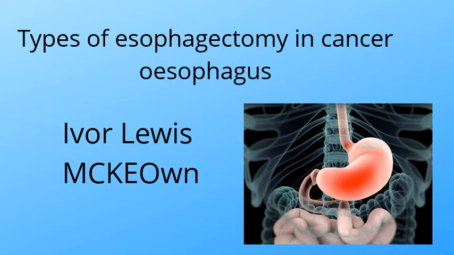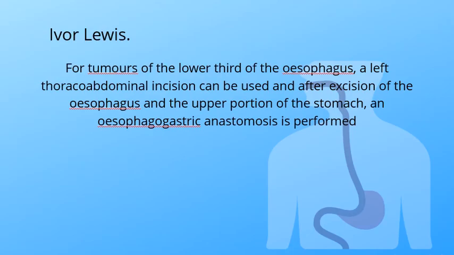What are the types of esophagectomy in cancer esophagus? It includes Ivor-Lewis esophagectomy and McEwen esophagectomy. Regarding Ivor-Lewis, it is concerned with tumors of the lower third of the esophagus. A left thoraco-abdominal incision can be used, and after excision of the esophagus and the upper portion of the stomach, an esophagogastric anastomosis is performed.